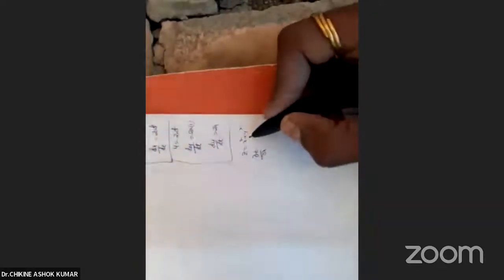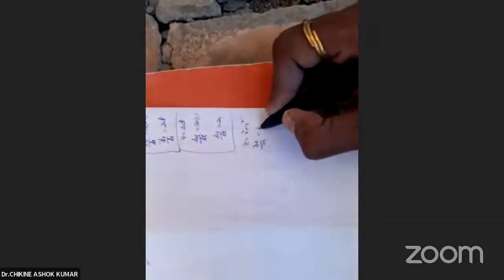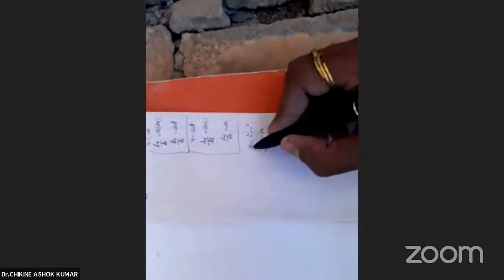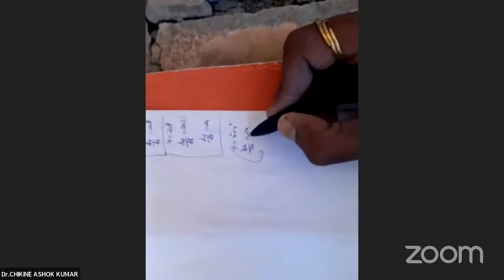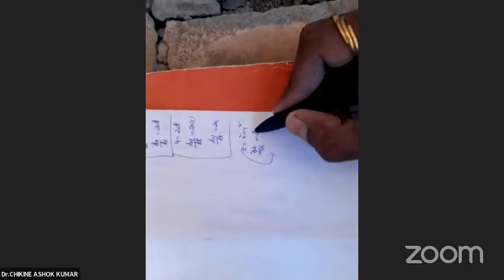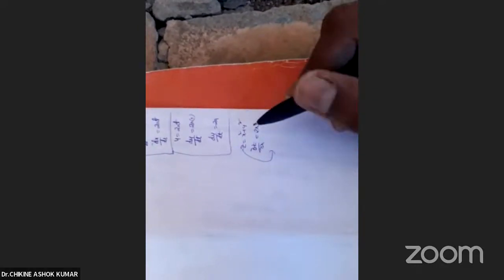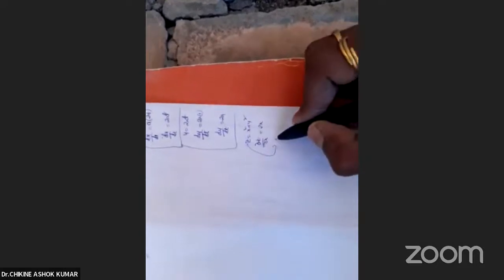For this z equal to x square plus y square, dou z by dou x will become 2x. For x square it is 2x, for y square it is 0, because it is a partial derivative. Similarly, if you take differentiation with respect to y, dou z by dou y will become, for x square it is 0, for y square it is 2y. So substitute these values in this.